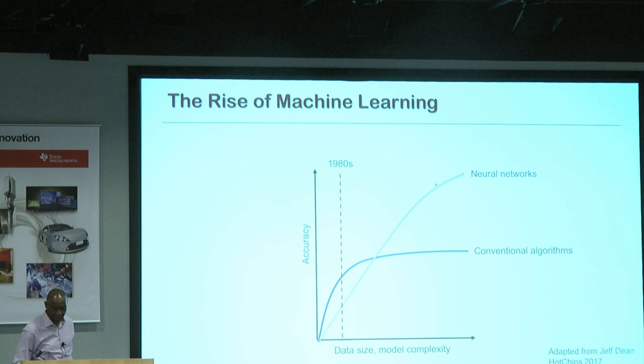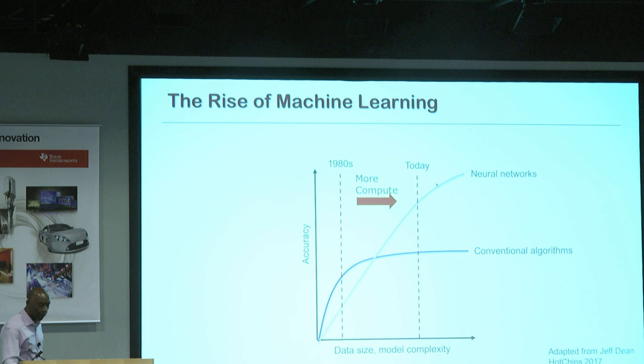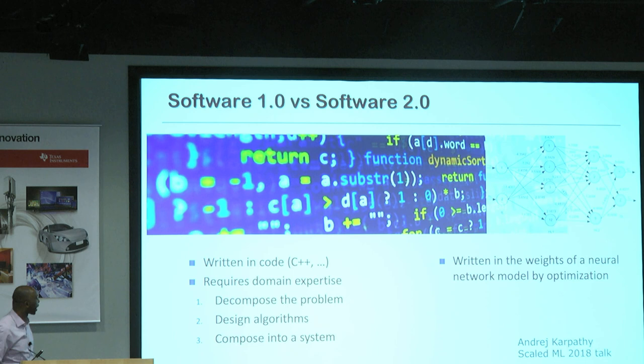And of course, this has basically been enabled by the computation required to actually compute on all this data. And most of this computation, of course, recently has been provided by GPUs. So this idea of building models based on data, as opposed to conventional algorithms that are developed by humans, is the idea of software 2.0, right?